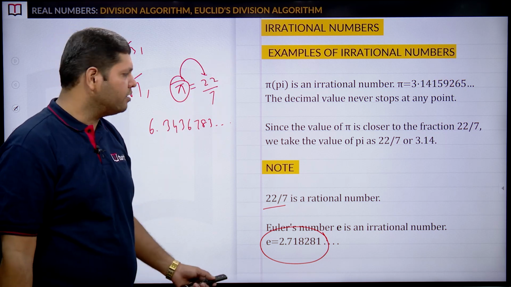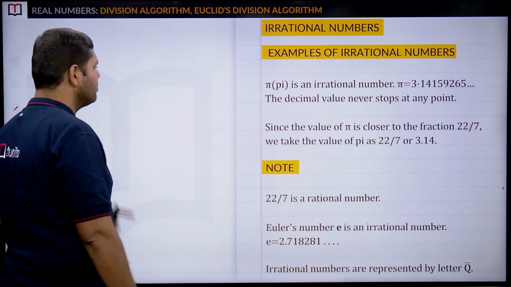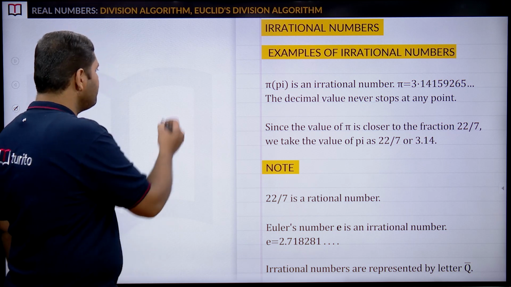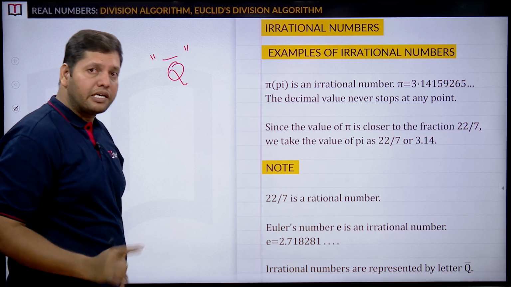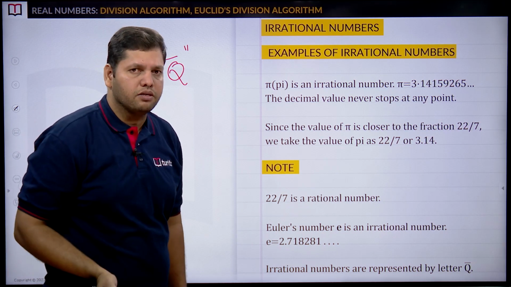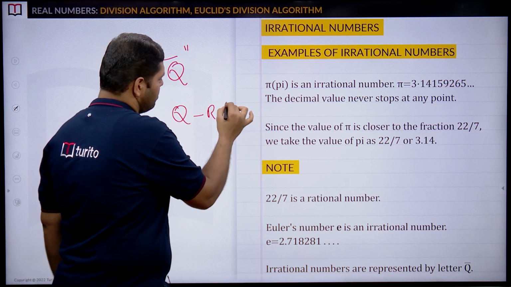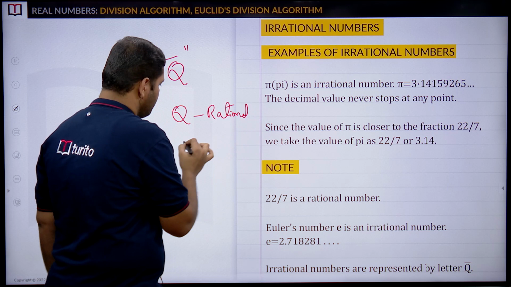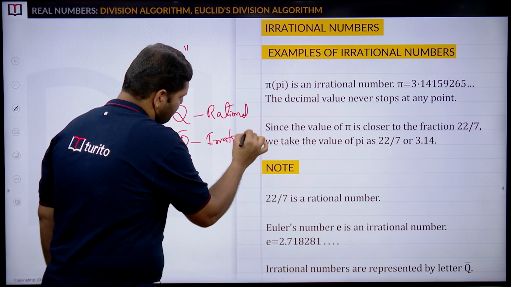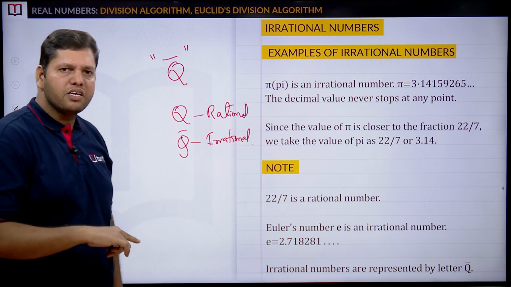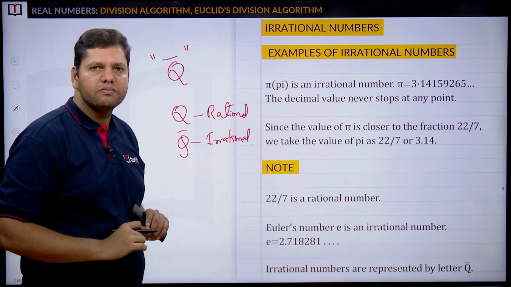Irrational numbers. Okay. And children, how can we represent the irrational numbers? Irrational numbers are represented by what? Q bar. Q is nothing but rational, Q bar is nothing but irrational. So remember, here Q is rational, Q bar is irrational. That's it, children. Very simple. Q is rational, Q bar is irrational. Clear, children, regarding this irrational number? Okay.